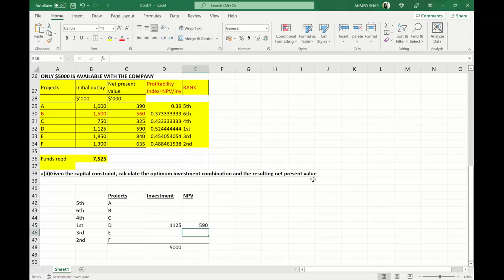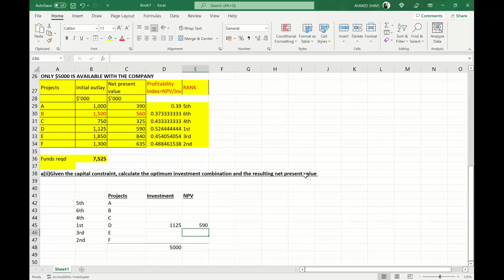Okay, repeat. When optimum combination is to be made, projects are divisible, find profitability index of all, assign ranks. After ranks, you know which is the first one, which is the second one, then inject funds in that order. How to make the optimum combination? 3 columns: projects, investment, NPV. 6 projects, ranks are there, inject funds in this order, keeping in mind the investment amount is 5,000. So first rank is D. D requires 1125 outlay. Do I have 1125? Yes, I will put in D. Full amount has been invested, so full NPV.